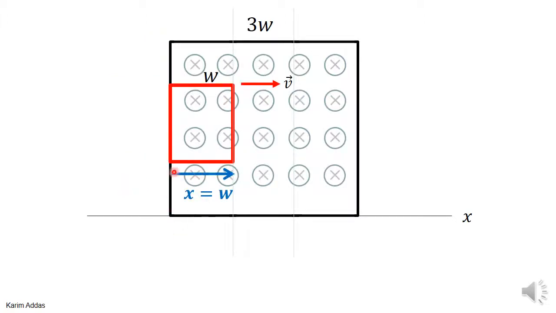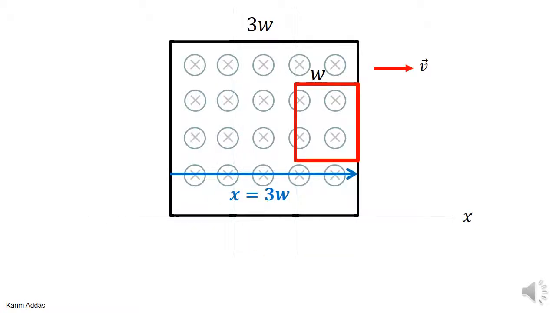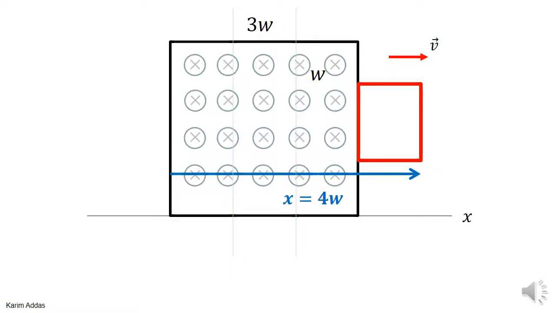Position, x is equal to w. Position, x is equal to 2w. Position, x equal to 3w. Position, the loop is outside, and x is equal to 4w. So this is just an idea of what's happening in the problem in general.